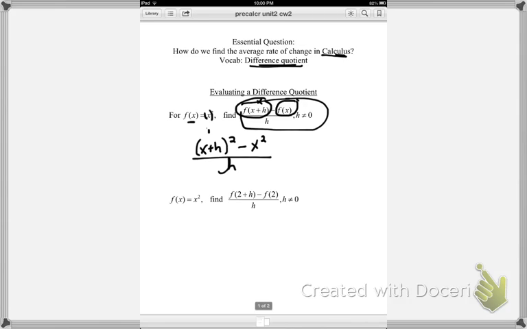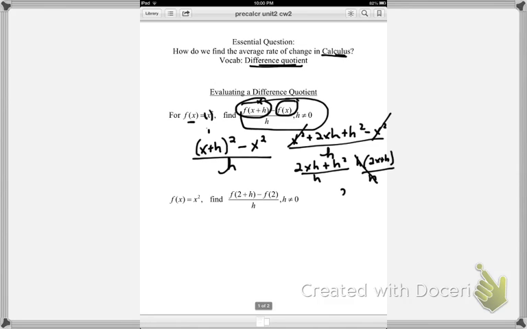We're going to FOIL the first part, x squared plus 2xh plus h squared. Continue with your minus x squared over h. We're going to combine our like terms, which makes us able to eliminate your x squareds, and we're left with 2xh plus h squared over h. We can then factor out an h in the numerator. We're left with 2x plus h over h. Cancel out your h, and your answer is 2x plus h.